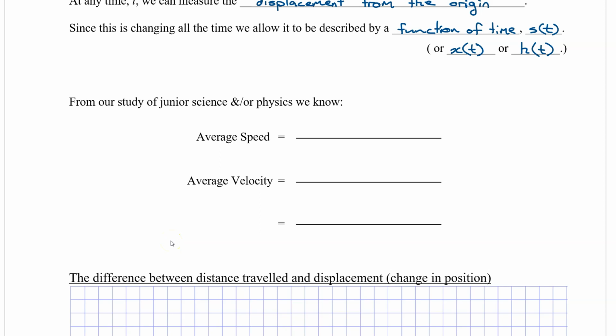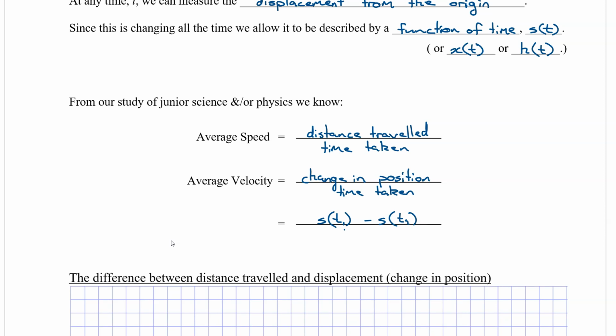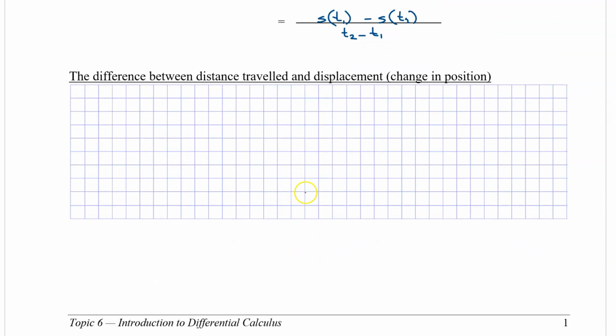From our study of junior science and or physics, we know that average speed is equal to the distance traveled divided by the time taken. Conversely, average velocity is equal to change in position divided by the time taken. And this can be written as s of t1 take s of t2 all divided by t2 take t1. Now, bringing sense to all that, I'm going to quickly draw a little diagram.